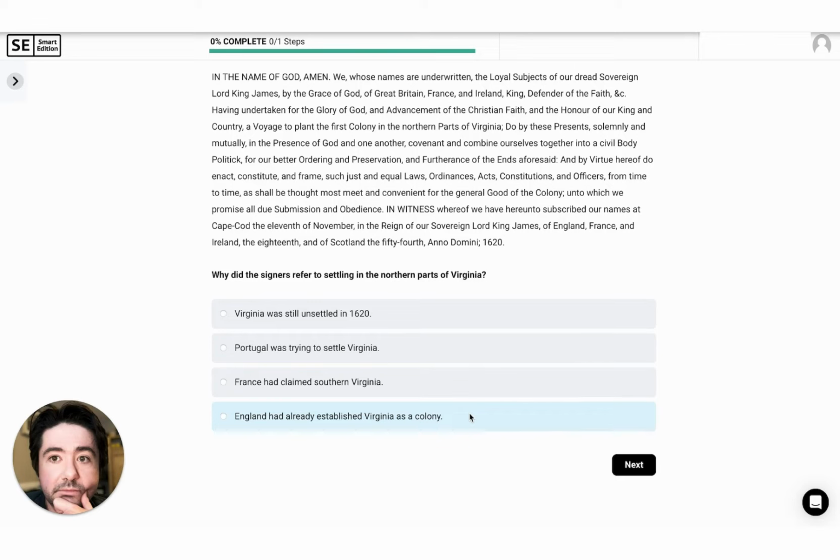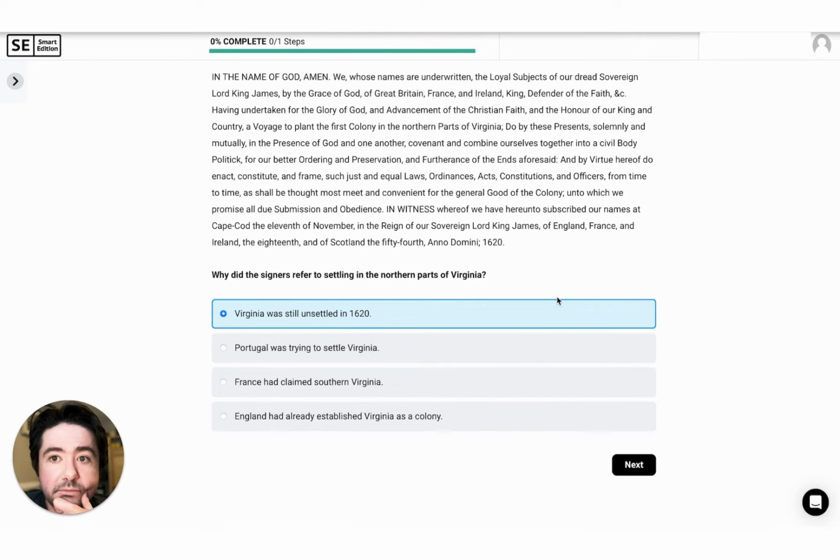So, my recommendation, as we skim the passage, take a key idea from each answer choice and see if it lines up with anything in the text. So we have an idea here that unsettled, and we can just think about these three countries too, Portugal, France, and England. We're looking out for them to see if they're the right answer. Okay, that said, the correct answer for number 1 is A. Virginia was still unsettled in 1620.